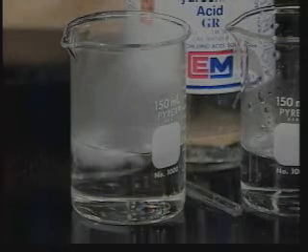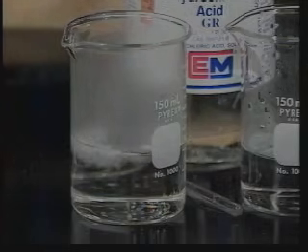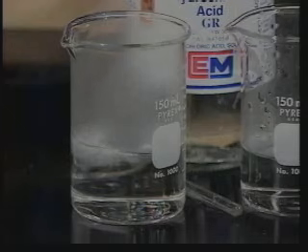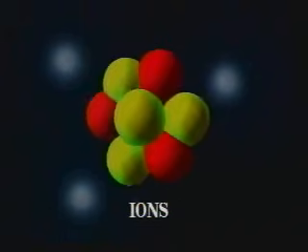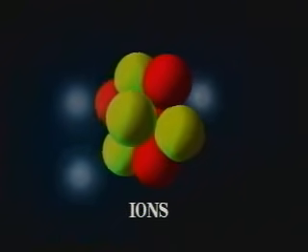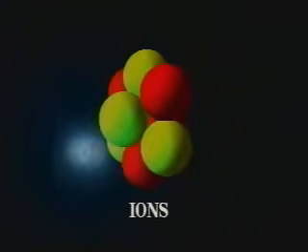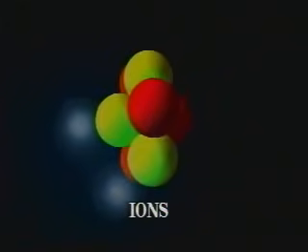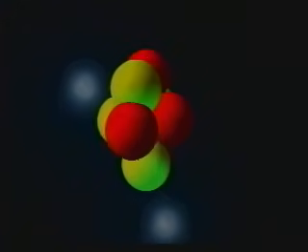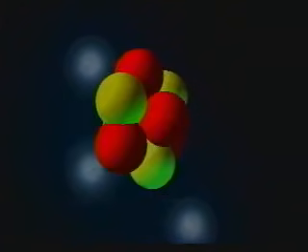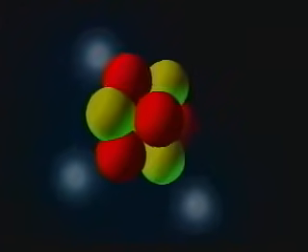Hydrochloric acid is an ionic compound that separates into positively charged hydrogen ions and negatively charged chlorine ions in water. Ions are atoms or compounds that have a positive or negative charge as a result of gaining or losing one or more electrons. If an atom or compound loses an electron, it becomes positively charged. If an atom or compound gains an electron, it becomes negatively charged.